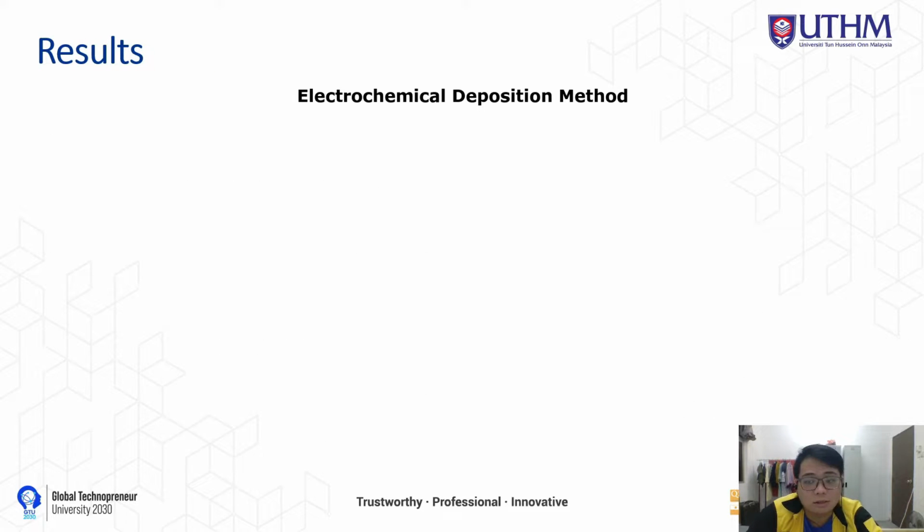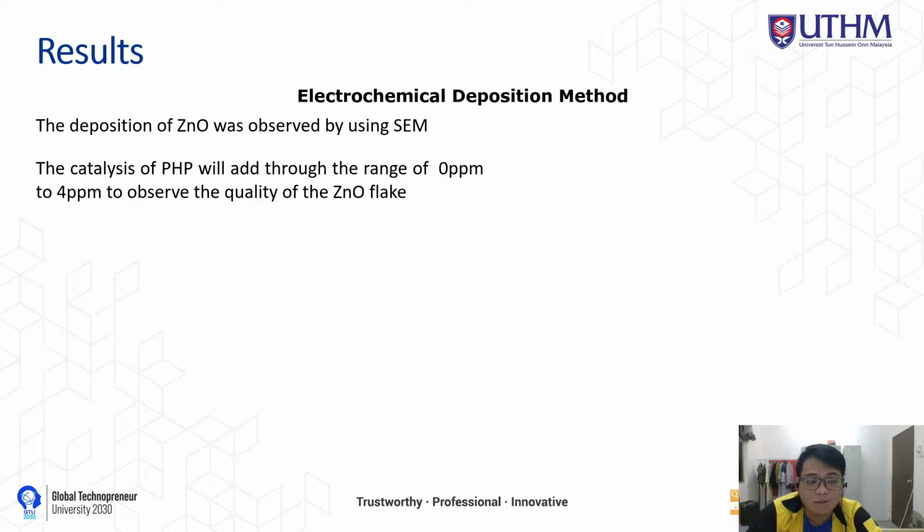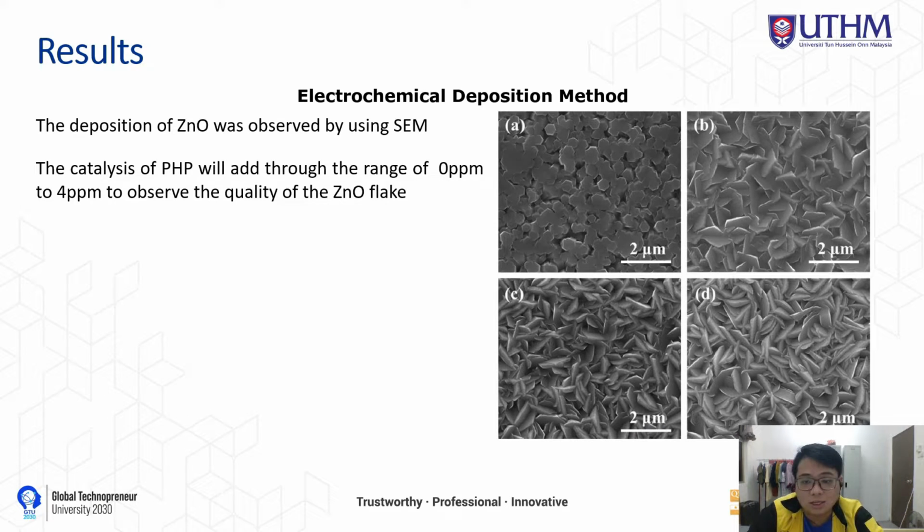Next will be the result of the deposition. The result of the deposition of zinc oxide will be observed by using SEM, and the catalyst PHP will be added in the range of 0 ppm to 4 ppm to observe the quality of the zinc oxide flake. So here is the result of the zinc oxide flake.